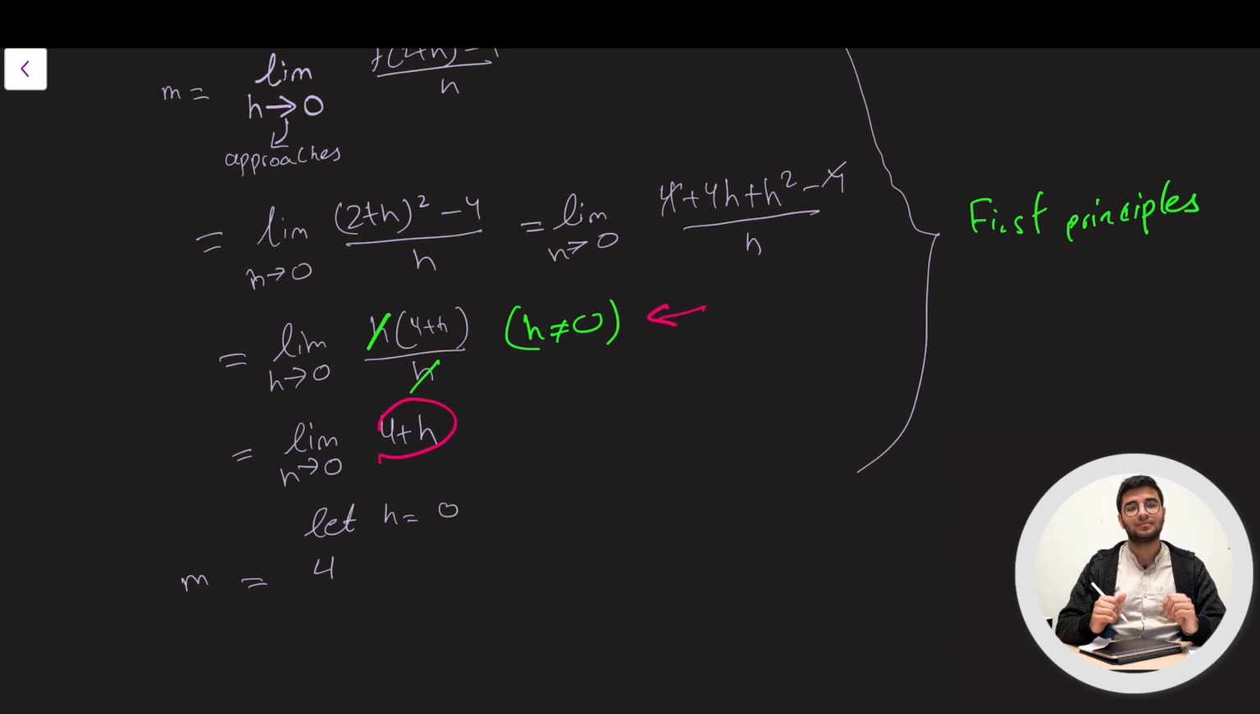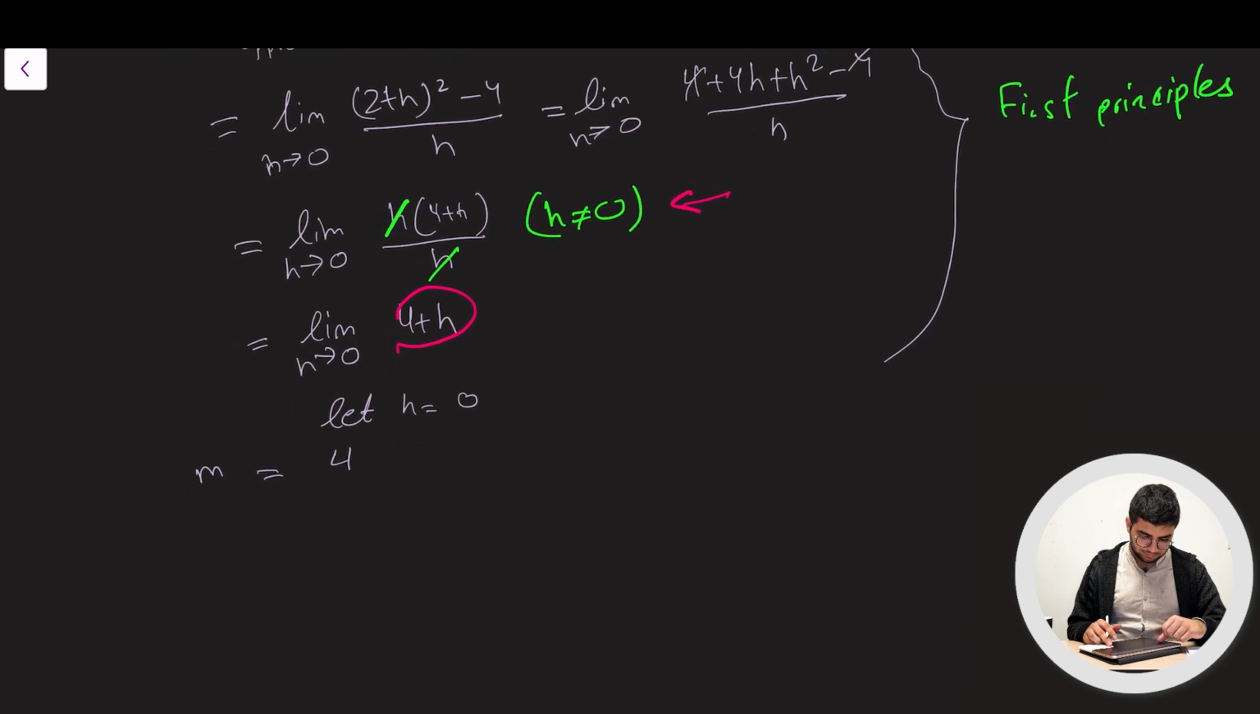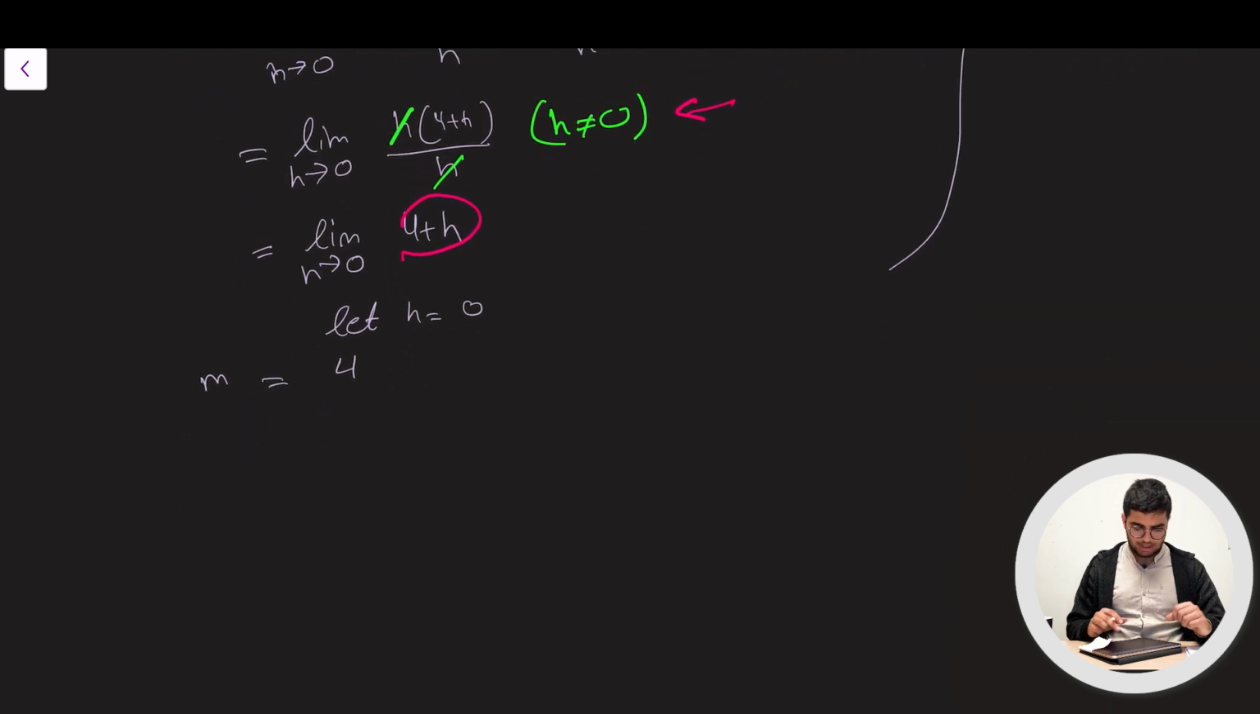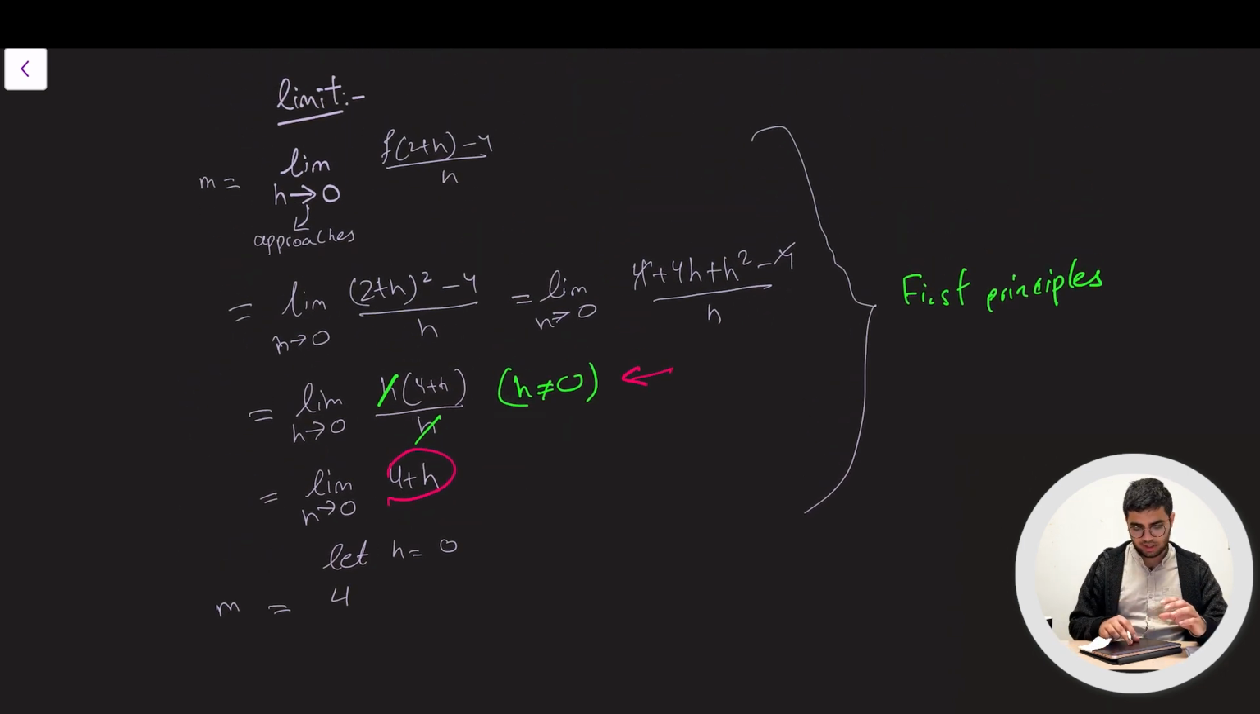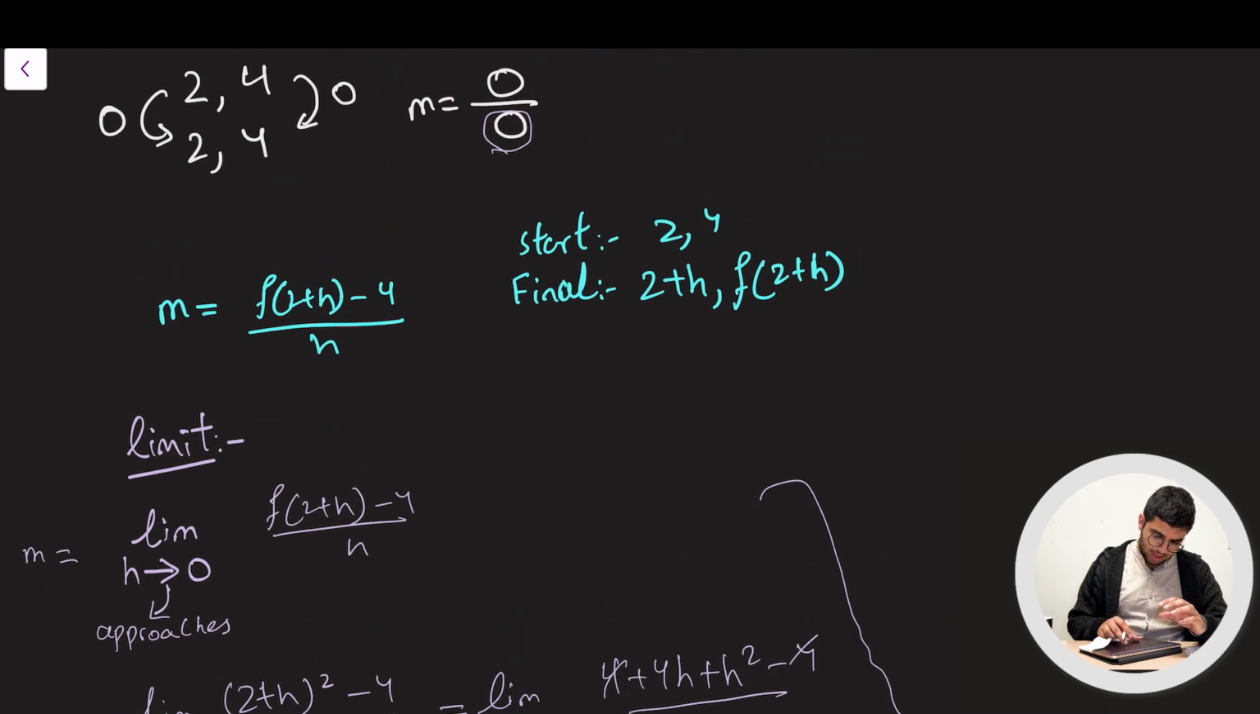In this lecture, we're going to make it a bit more rigorous, and we're going to almost try and reduce our efforts. What I'm talking about will be very clear once we start. So first of all, let's start with looking at what we did last time. Last time we started at (2, 4), and we ended at 2 plus h, f of 2 plus h.